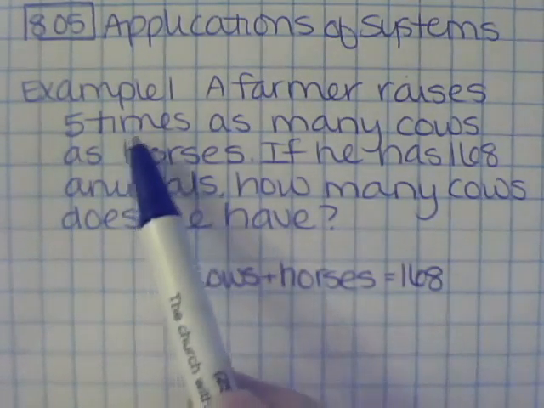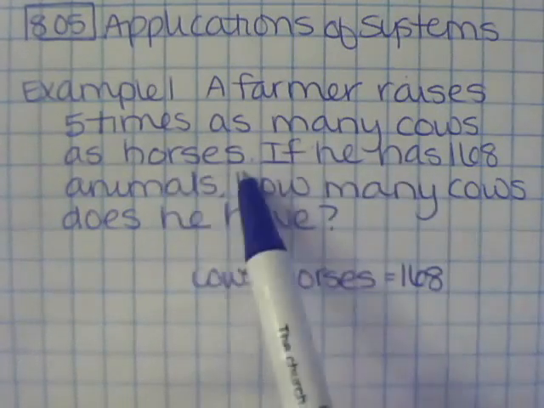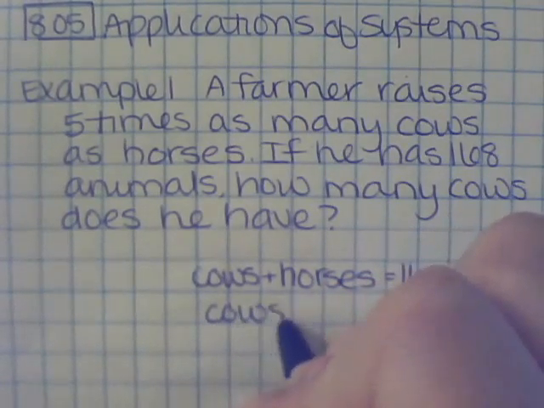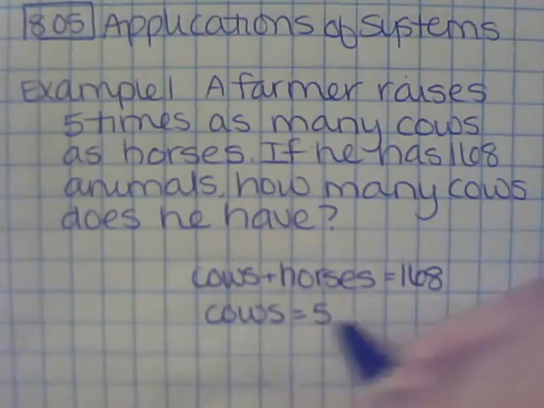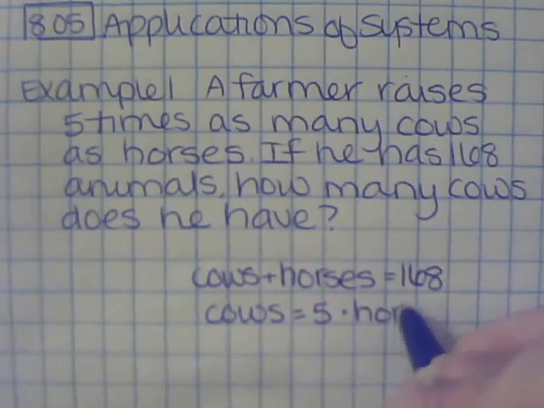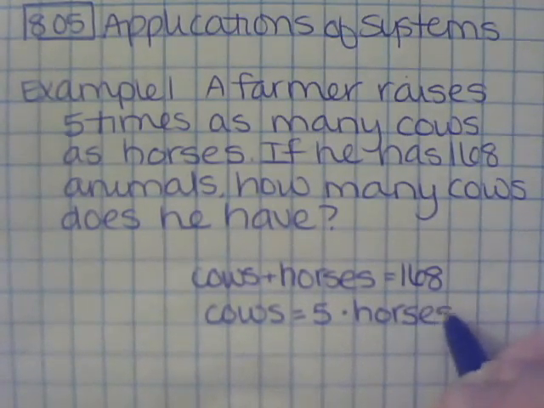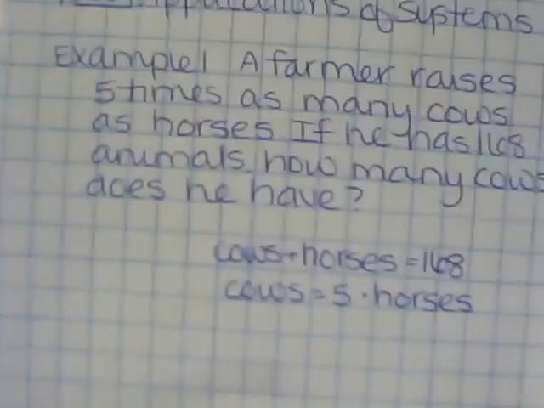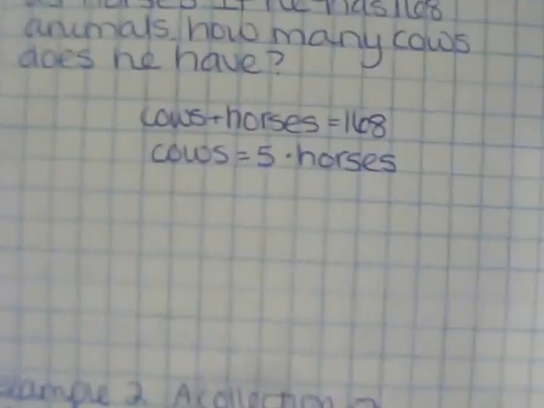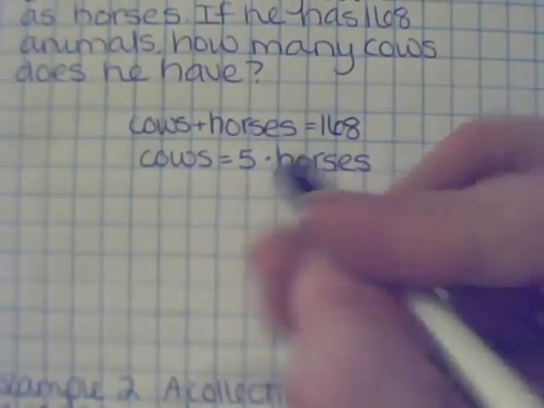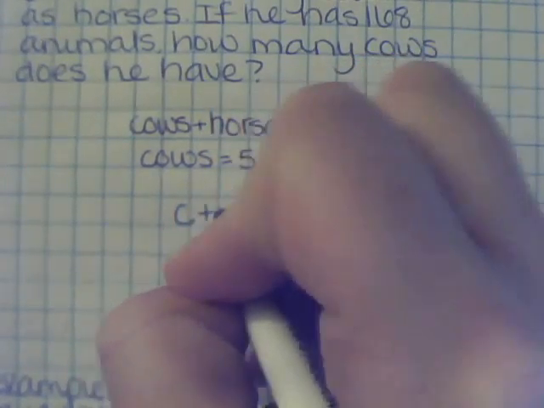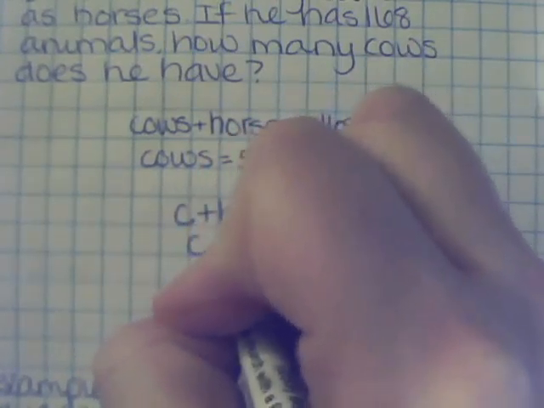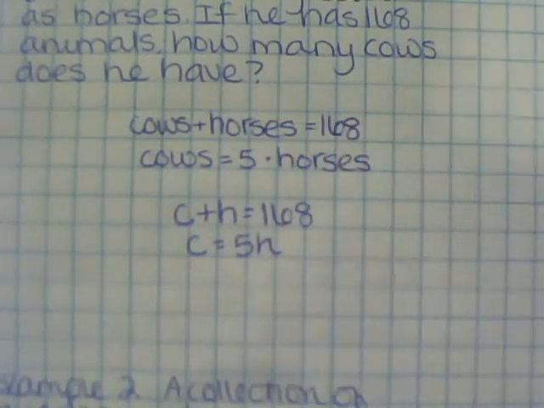And I can also say if there's 5 times as many cows as horses, that means the number of cows I have has to equal 5 times the number of horses I have. Now, we would replace these with variables instead of writing it with words. So what I would like to do is choose the letter that is in front. So I would change this to C plus H equals 168. And C equals 5 times H.